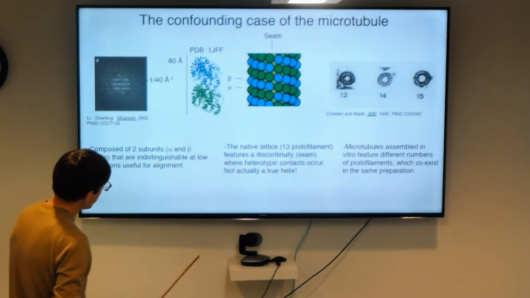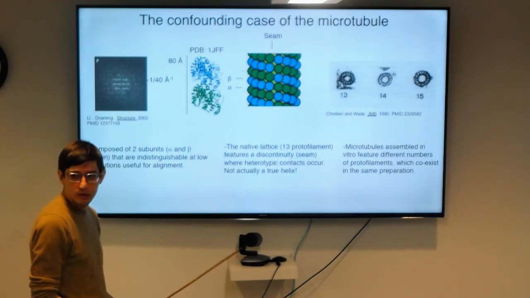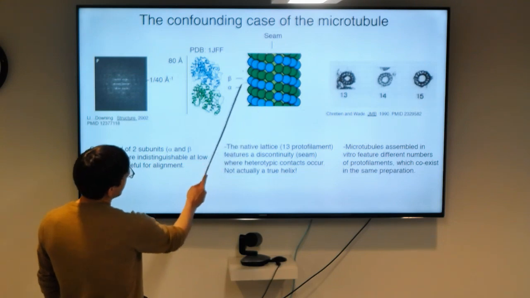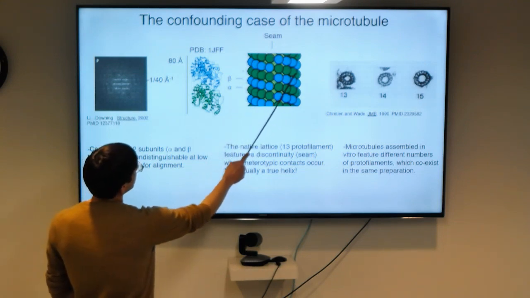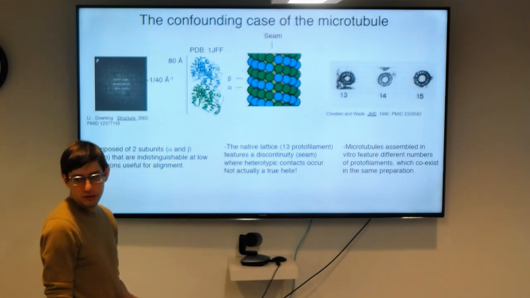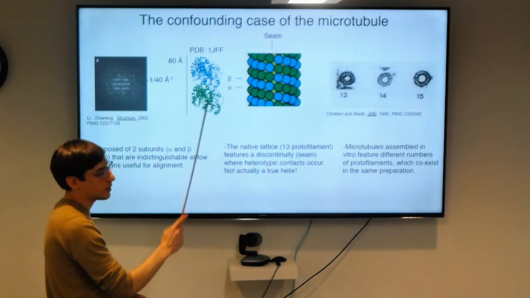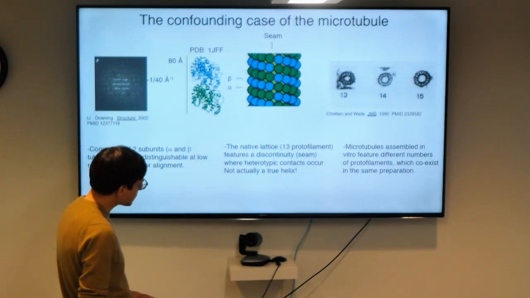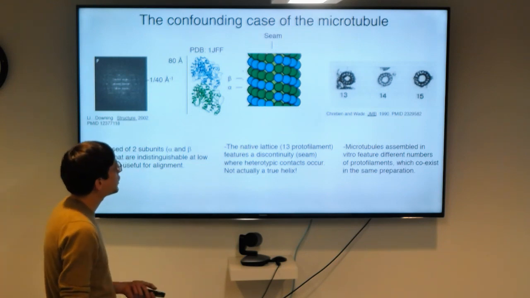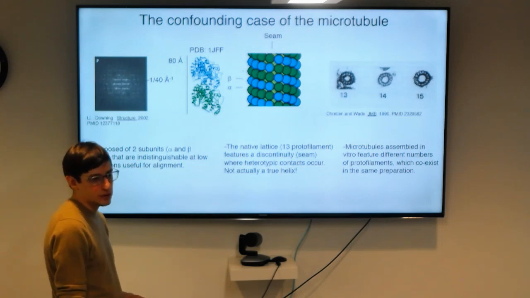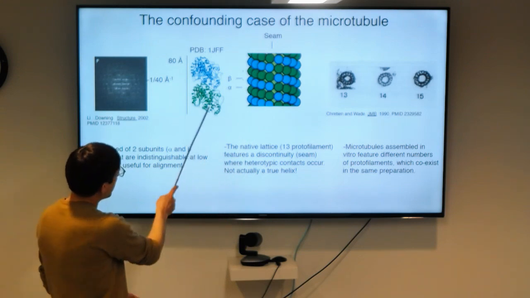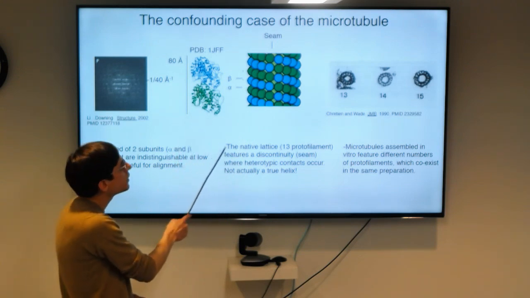The second problem with the microtubule is that it's not actually a true helix for most microtubule species. You can see in this cartoon, if we follow around the track of this alpha tubulin subunit, there is a point where it eventually contacts a beta tubulin subunit as you go around the helix of the microtubule. This is a so-called microtubule seam that is present in the native lattice of the microtubule, which contains 13 of these so-called protofilaments.